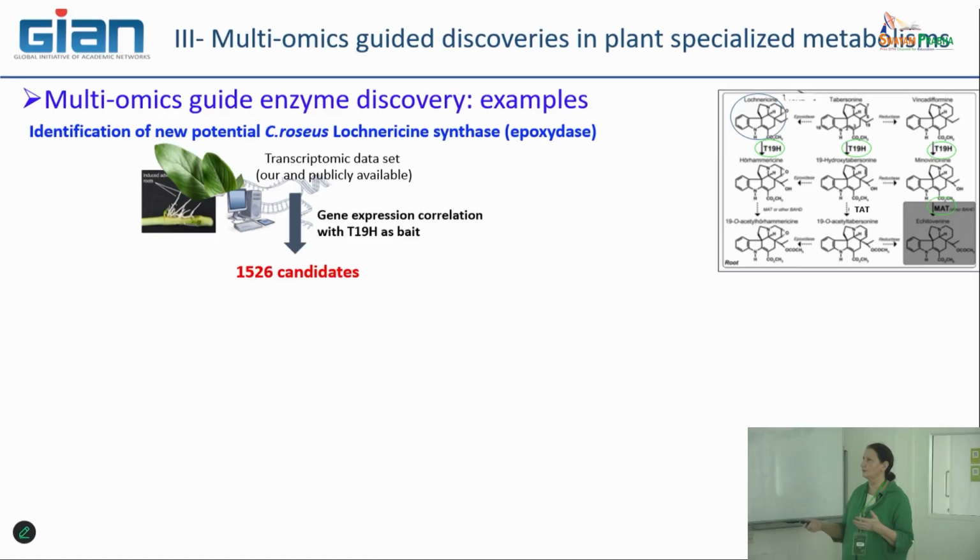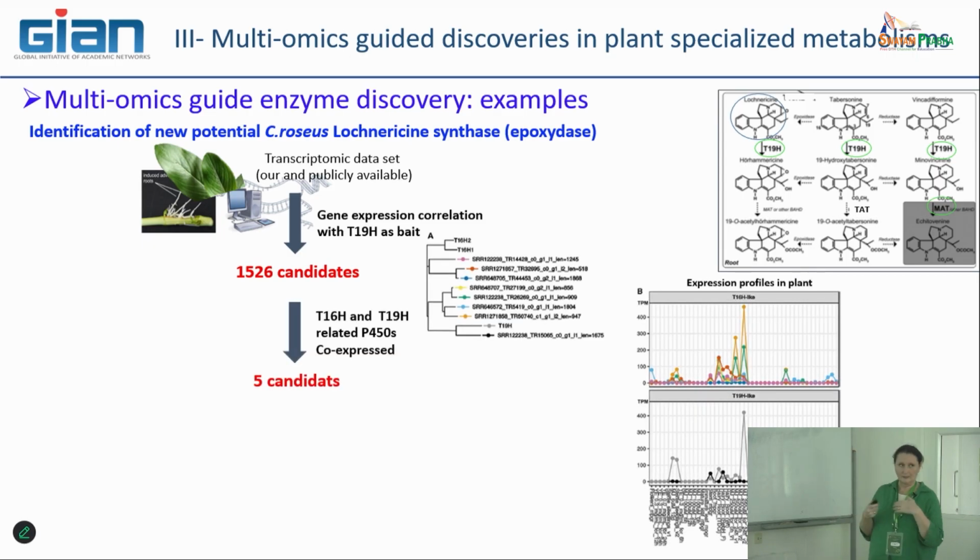And you see here, if we applied exactly the same strategy as we applied before, we have not only 5 candidates, but a very large number of candidates. It was 1,526 candidates. So it was impossible to test each candidate to see which one could be the best one. So this is why we applied a new co-expression analysis by taking not only one bait, but 2.